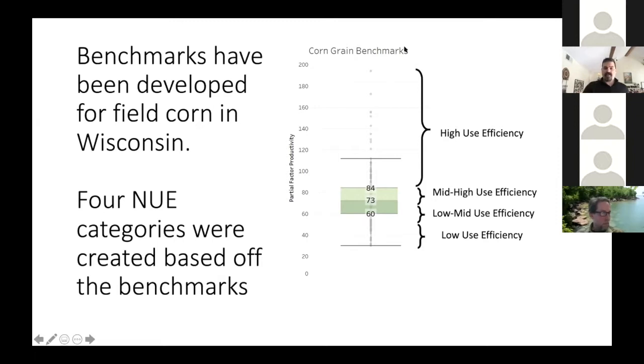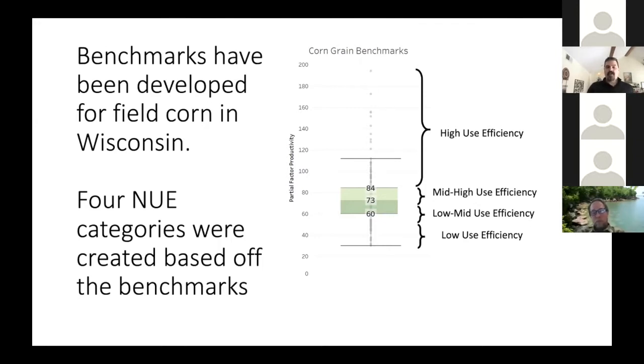Then we can put together some data like this, and we can do something called benchmarking. What's the average use efficiency for corn in Wisconsin, even outside the central sands? Here we're getting a value of 73 pounds of grain, so it's 1.3 bushels for every pound of nitrogen that we're applying. But that's on average, so we can put it into quartiles. 25% of all the farmers are getting 1.84 pounds, or 1.5 bushels, or more per pound of nitrogen they're applying.